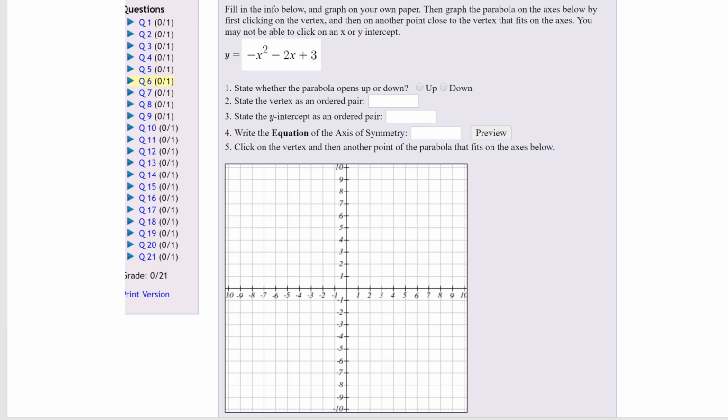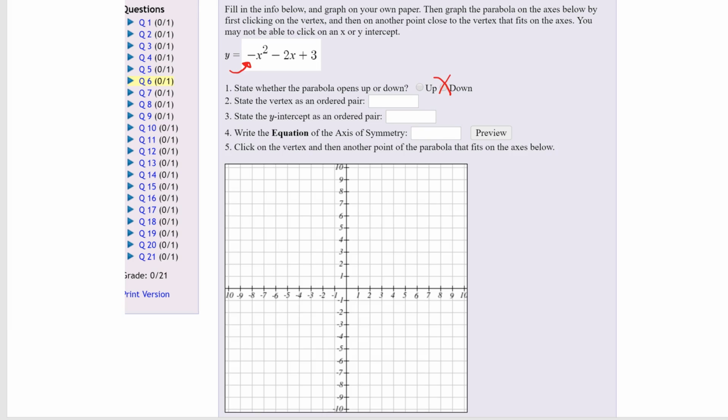Number 6. Fill in the info below and graph on your own paper. Then graph the parabola on the axis below by first clicking on the vertex, then on another point close to the vertex that fits on the axis. You may not be able to click on an x or y intercept. So state whether the parabola opens up or down. That has to do with that point right there, that negative or positive. So because it's negative, I know that it's going down.